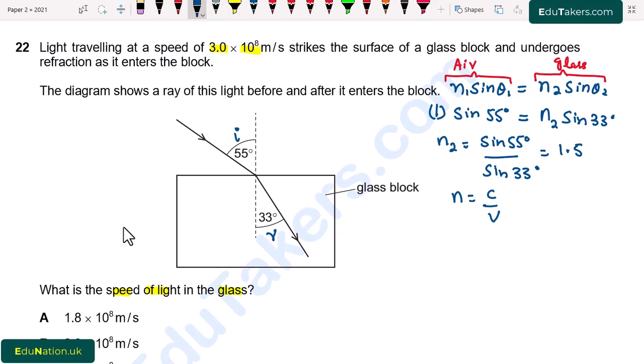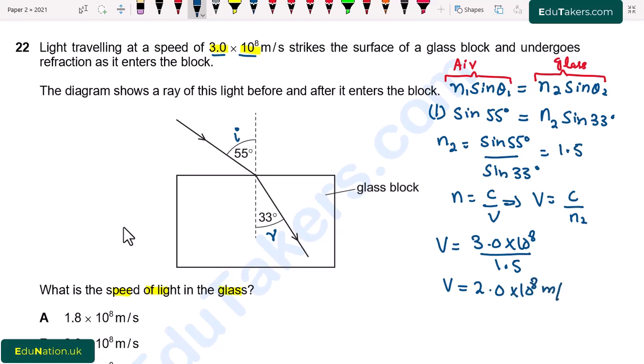Here glass is the medium, so it is the speed of light in glass. Here v will be equal to c over n2, because we use n2 for the glass. So v is equal to c, that is 3.0 × 10^8 meters per second, divided by n2, which is 1.5, so the value of v will be equal to 2.0 × 10^8 meters per second.